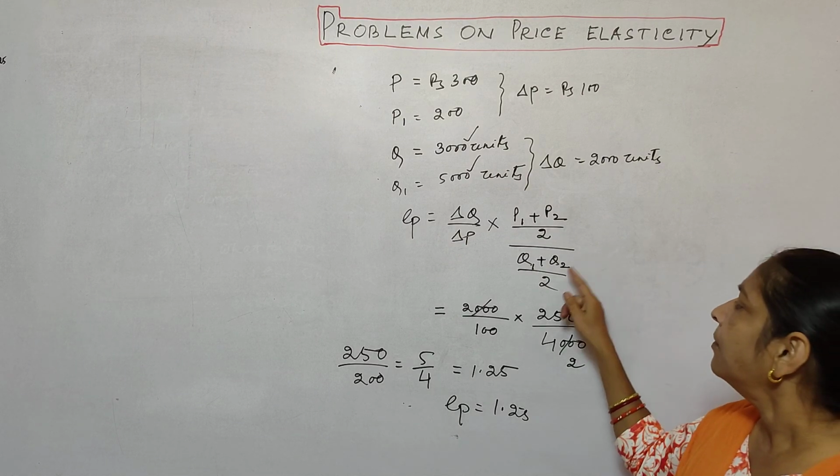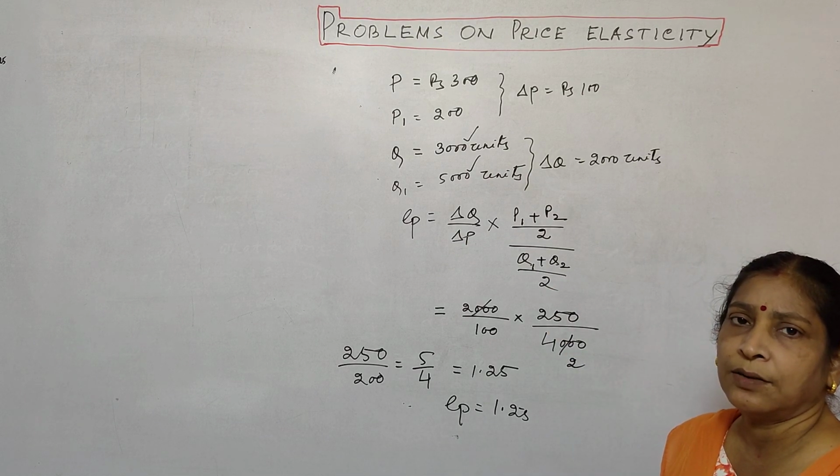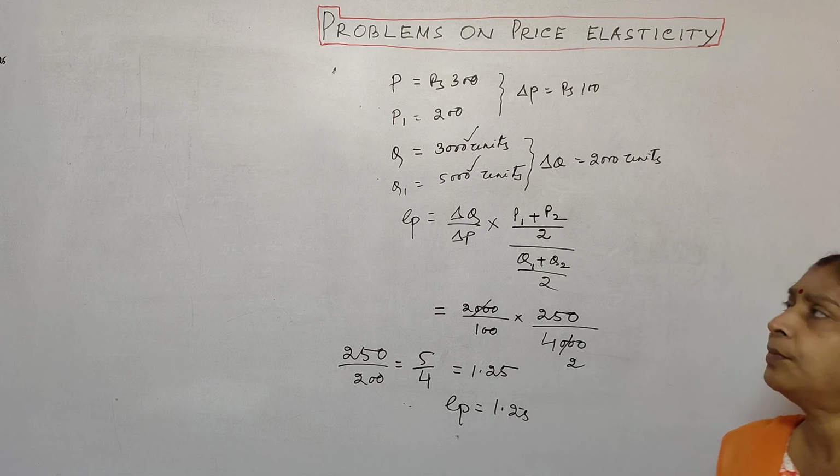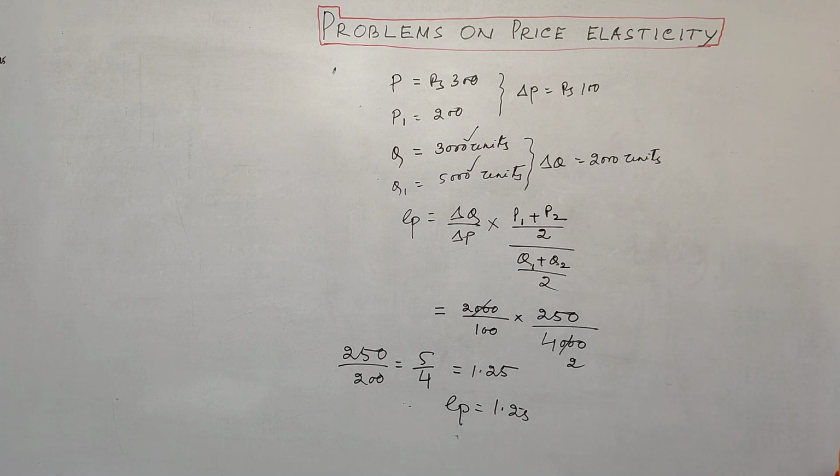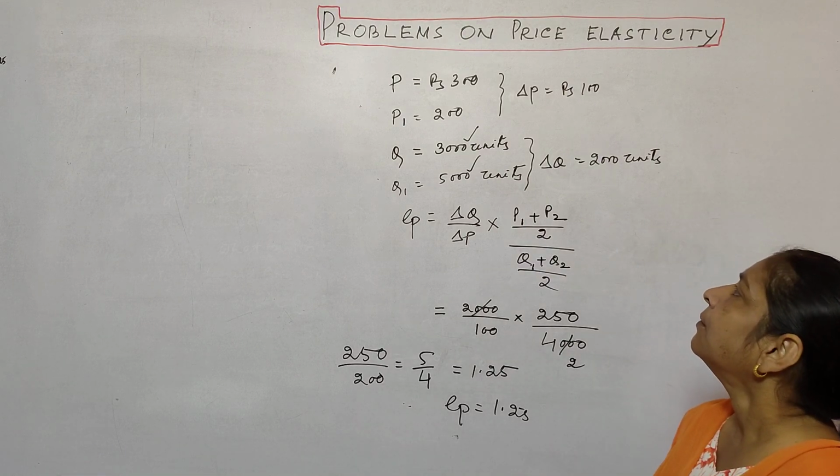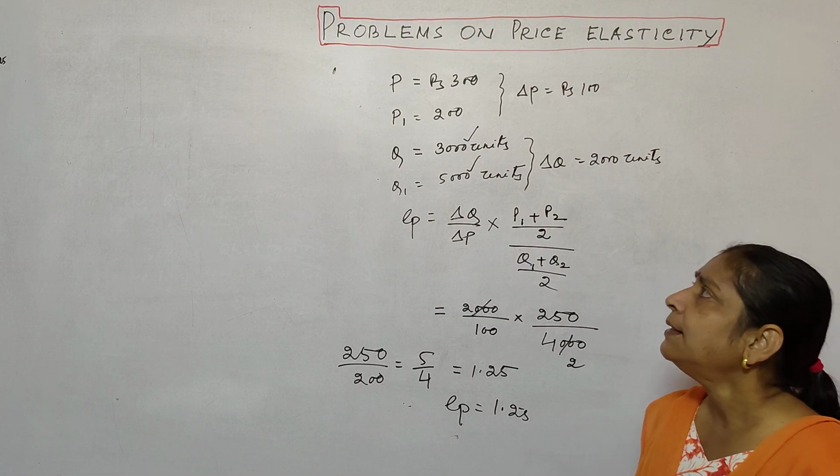In the percentage method, we have to follow the normal formula, that means delta Q by delta P into P by Q. In this way, we have solved various problems on this chapter.